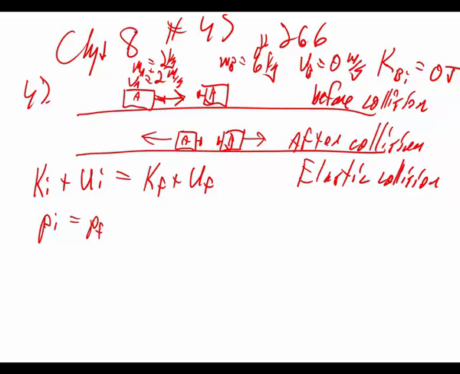So I want to find now the final velocity of the block or both blocks. Because we have initial velocity, but we don't have final velocity. So let's find final velocity. So we know mv initial is equal to what? mv final, right?